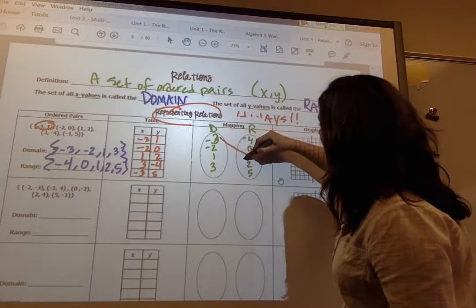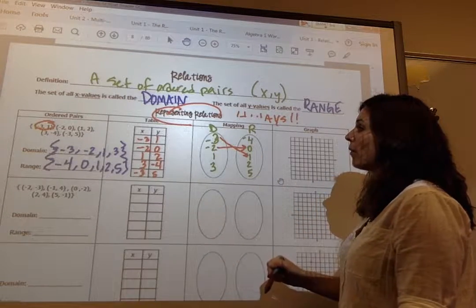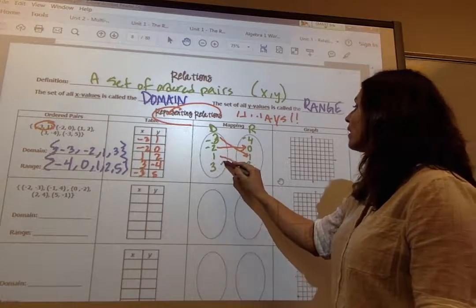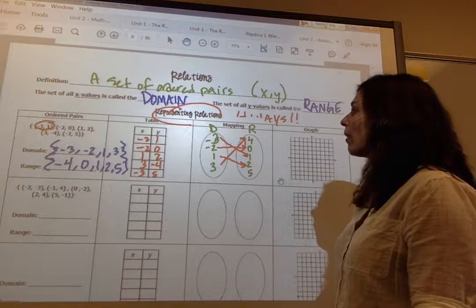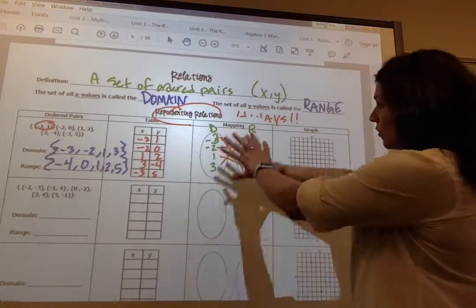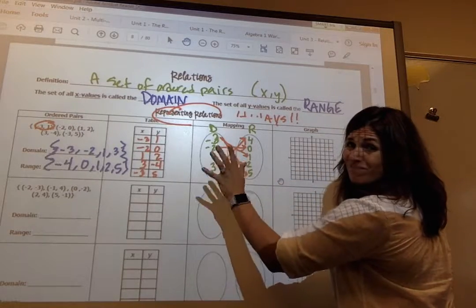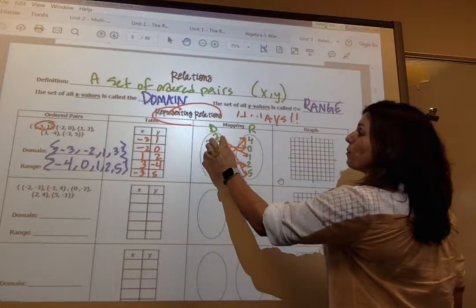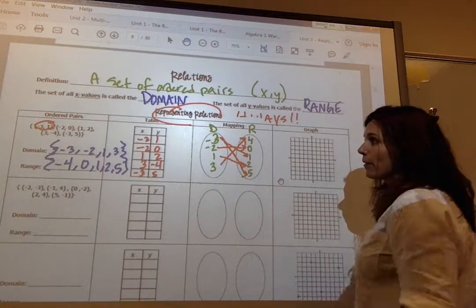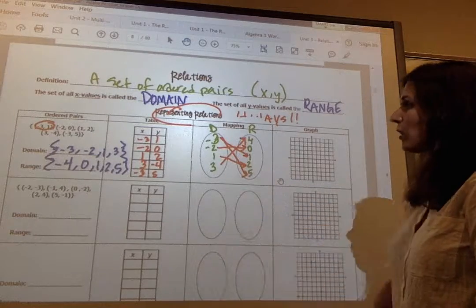connects to 1, and I draw my arrow. -2 connects to 0, and I draw my arrow. 1 connects to 2, and I draw my arrow. 3 connects to -4, and I draw my arrow. -3 again connects to 5, and I draw my arrow. So let's look at that. Let's take a second. These are rays. Do I have an arrow over here? No, I don't, because it doesn't go back and forth. It goes from -3 to 5, -3 to 1, -2 to 0, and an arrow on this end. Okay, so make sure you understand the formatting.